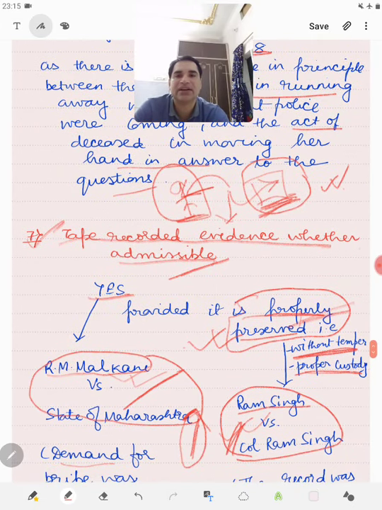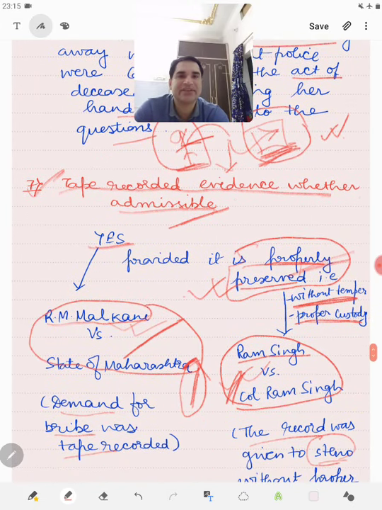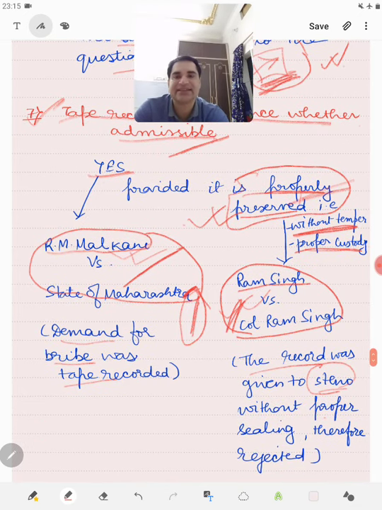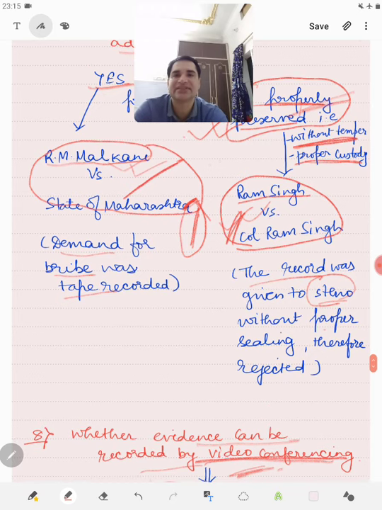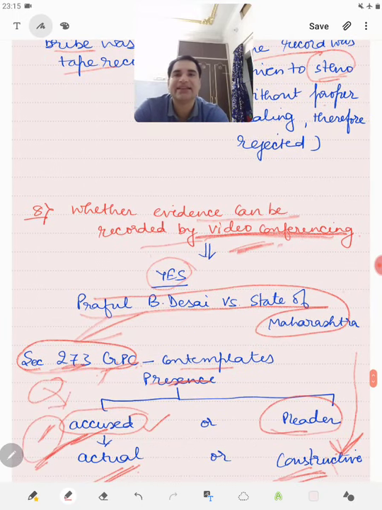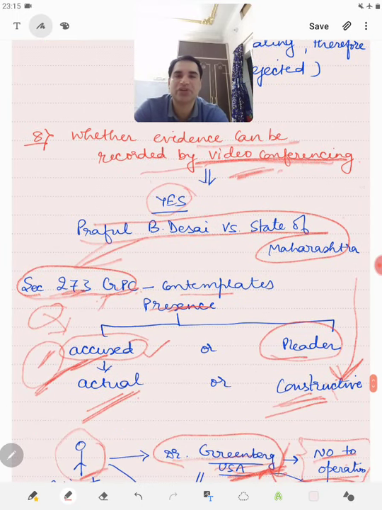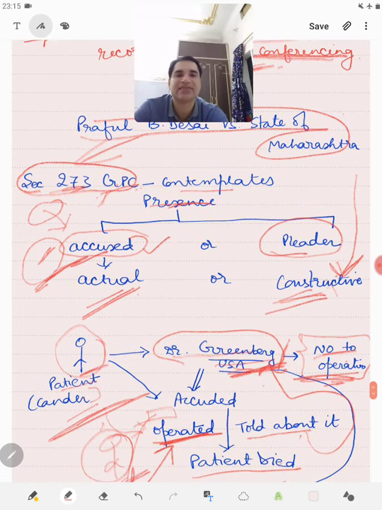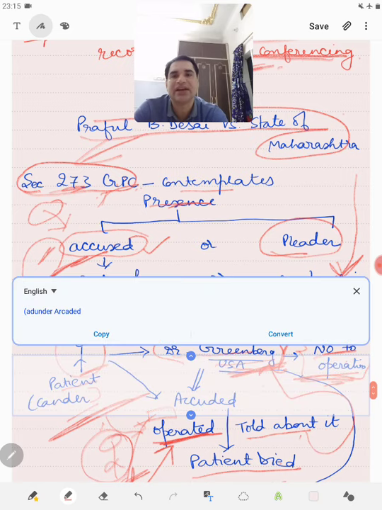Then we saw that tape recorded evidence is admissible provided it is properly preserved, as has been held in the cases of R.M. Malkani versus State of Maharashtra and Ram Singh versus Colonel Ram Singh. Then evidence can be recorded by video conferencing, as has been held in the case of Prafull B. Desai versus State of Maharashtra, because Section 273 of CrPC contemplates both the actual presence of the accused as well as the constructive presence of the accused through the pleader.